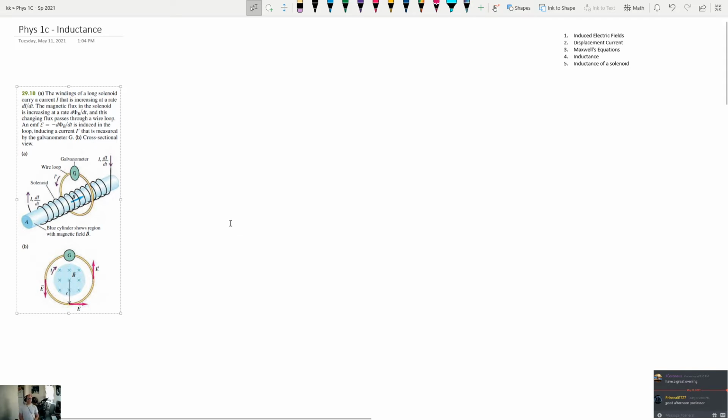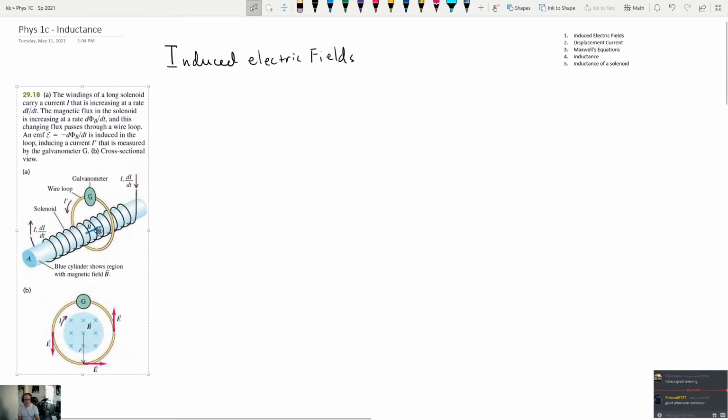Okay, so the first topic is induced electric fields. Okay, so we're going to start with the setup that's right here. And since it's already drawn, I'll take some time to describe what's happening. Okay, so let's read the little footnote right here.